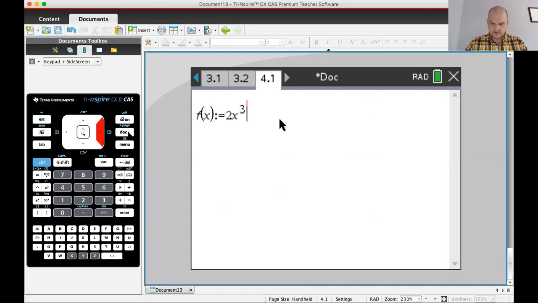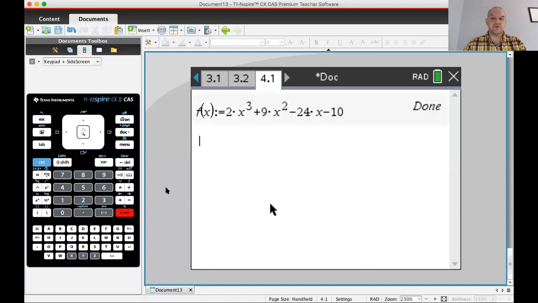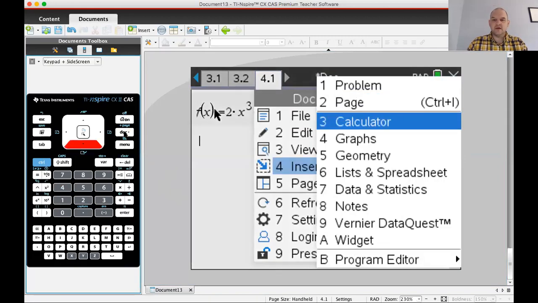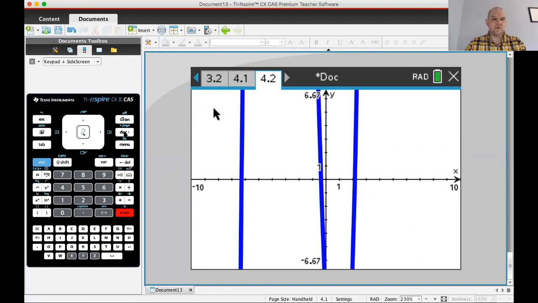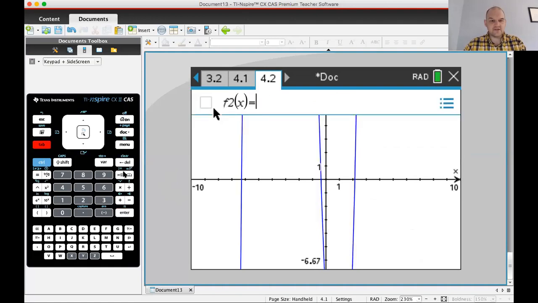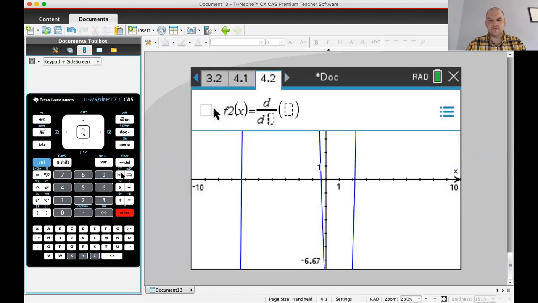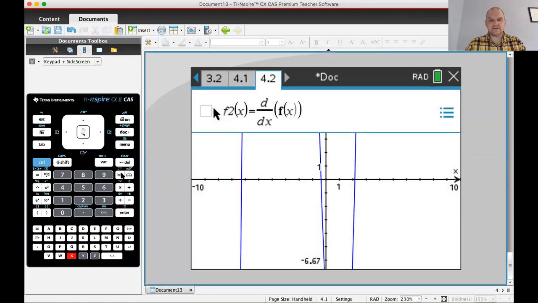2x cubed plus 9x squared minus 24x minus 10. Here we go. All right, so let's just go straight to the graph. Let's graph f of x. Let's graph f prime of x. So derivative with respect to x of f of x.